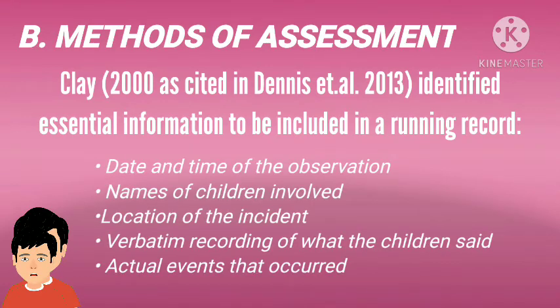Number 1, the date and time of the observation. Number 2, names of children involved. Number 3, location of the incident. Number 4, verbatim recording of what the children said. And lastly, number 5, actual events that occurred.